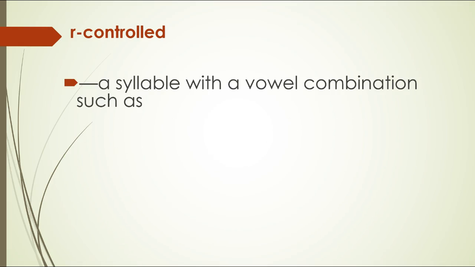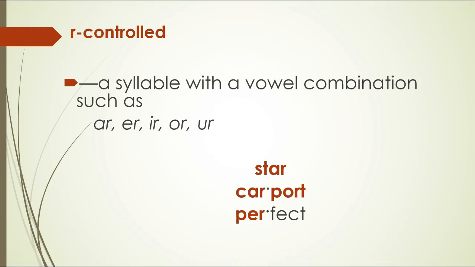Then we have what we call R-controlled syllables. This is a syllable with a vowel combination, spelled A-R, E-R, I-R, O-R, U-R. This is when a vowel is paired with the letter R, but we get a different sound, such as in the word barnyard. We essentially call this a bossy R. Why? Because it takes over the sound of your vowel.